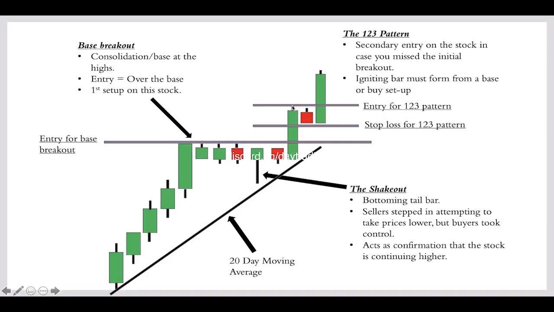So then we have the igniting bar. The breakout happened, right? We broke out. And then all of a sudden we get the resting bar, we get the 1, 2, 3 pattern, and now you can enter over the highs of the igniting bar here, and you put your stop loss under the resting candle, and boom, now you have a 1, 2, 3 pattern. So this is going to serve as a secondary entry into the stock or crypto in case you missed the initial breakout, okay?